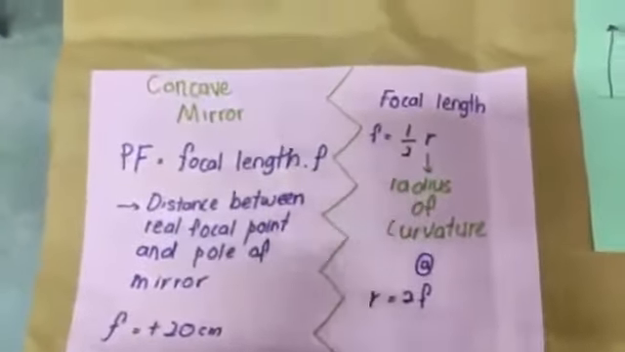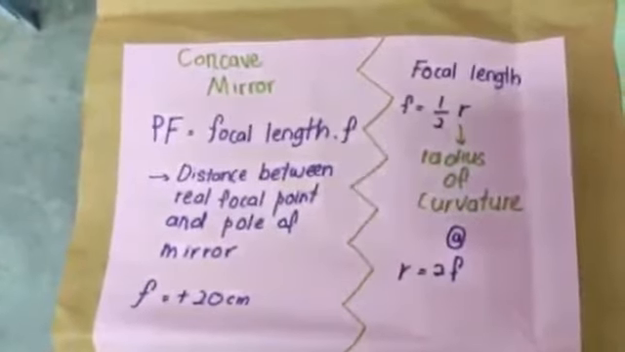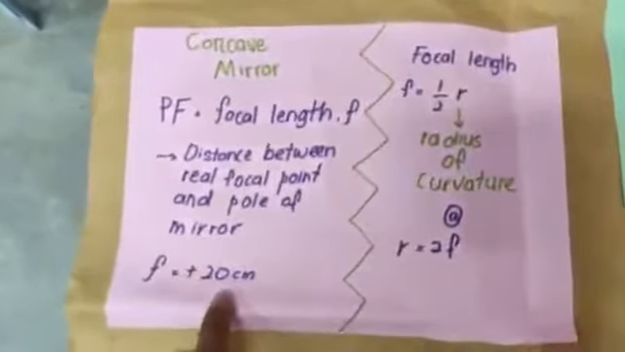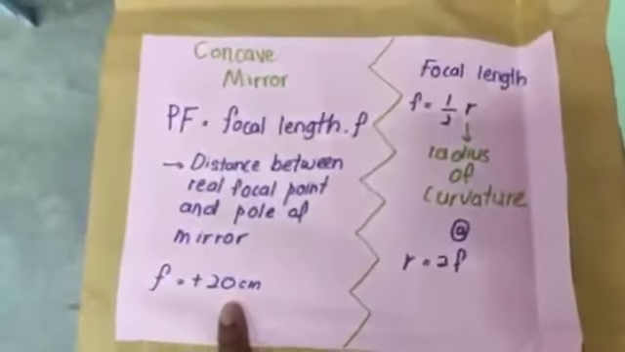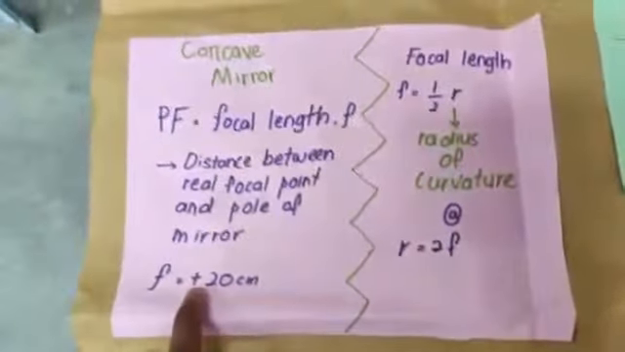Now I will explain to you about the focal length. Focal length, by definition, is the distance between the focal point and the pole of the mirror. F = +20 cm is the way you write the concave mirror focal length. We write it as positive, but for the convex mirror we write it as negative.